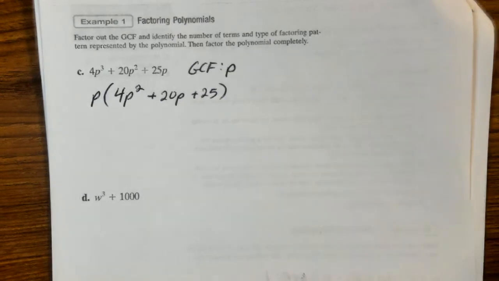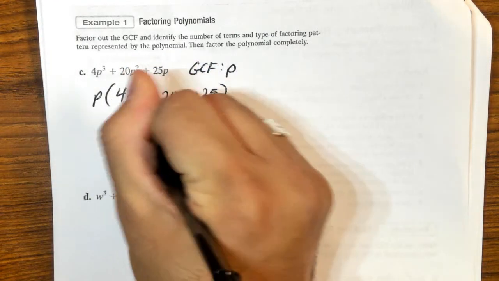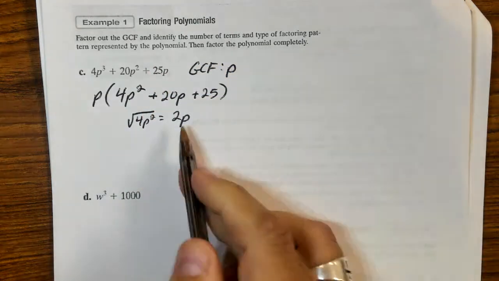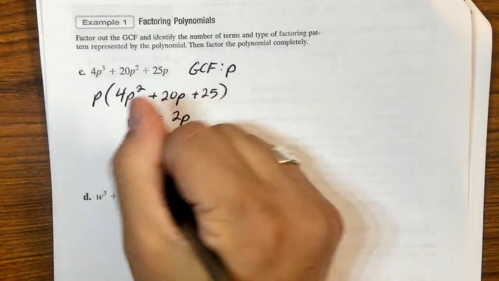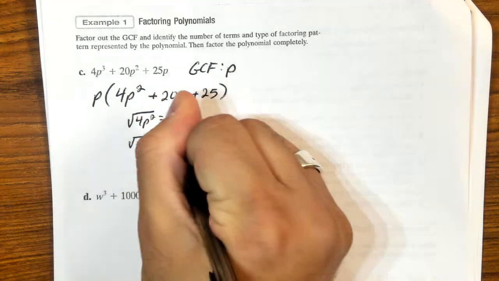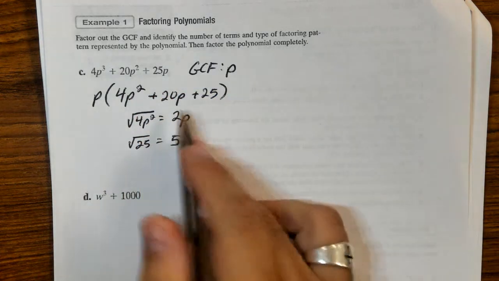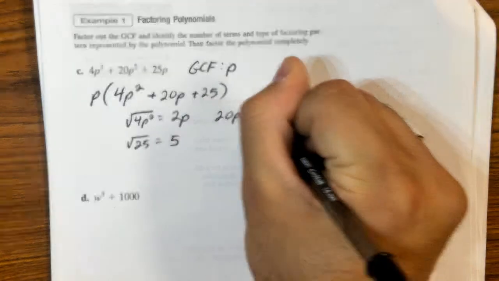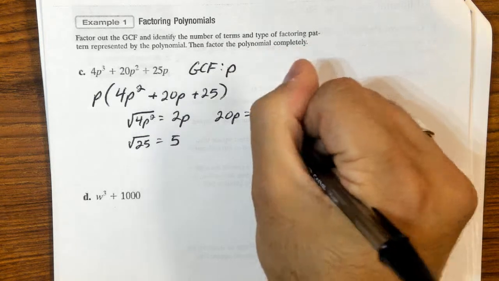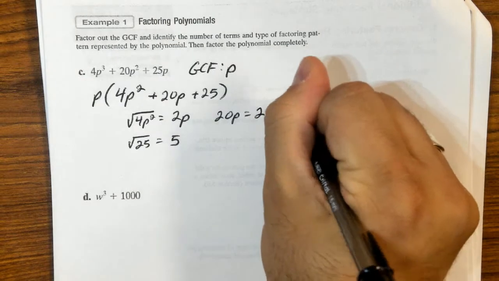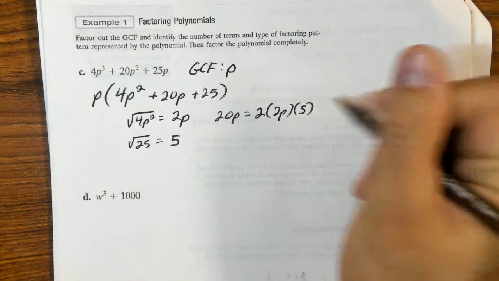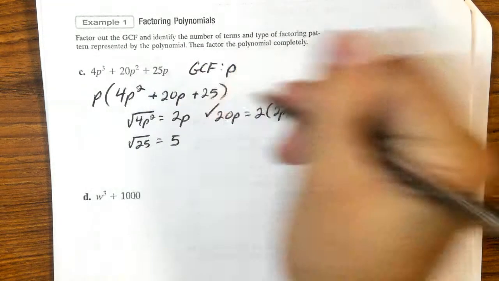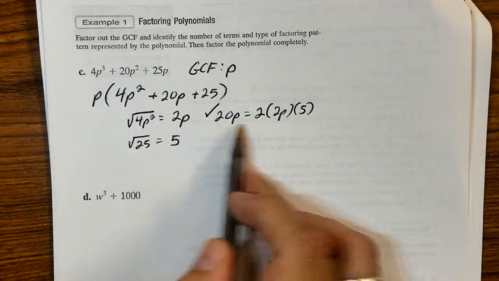And so we're going to prove that by showing the square root of 4p squared is equal to 2p. 2p times 2p gives you 4p squared. The square root of 25 gives you 5. And now we need to check, this is the most important part, does this middle term, 20p, equal twice the value of our 2p times 5? 2 times 2p is 4p, 4p times 5 is 20p. So this in fact does meet the requirements of a perfect square trinomial.